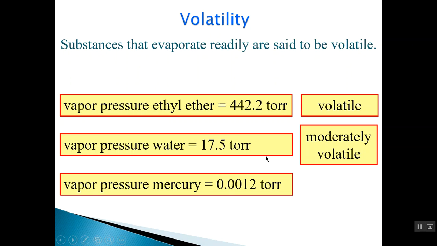Water is considered to be moderately volatile. As you can see, its vapor pressure is 17.5 torr. And then mercury, as you can see, its vapor pressure compared to the other two is very low, right? 0.0012 torr. And therefore, for all intents and purposes, we consider mercury to be a non-volatile liquid. Okay, so that's basically it for the introduction to this chapter.